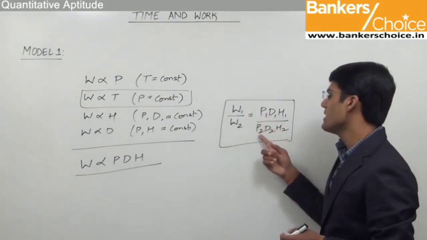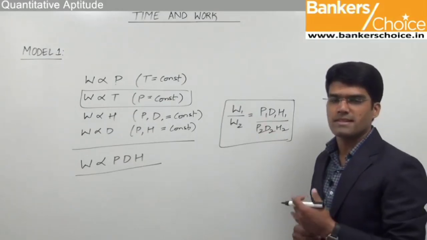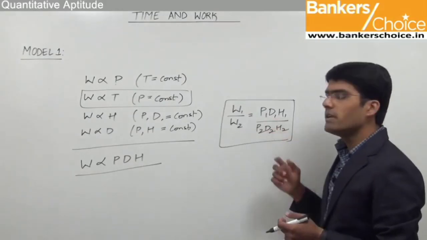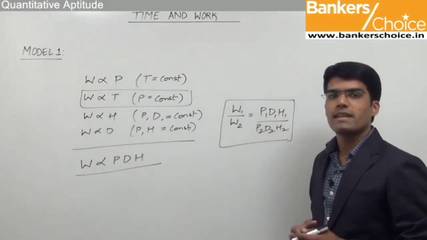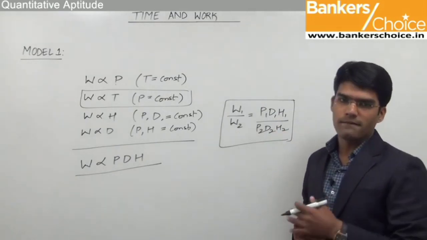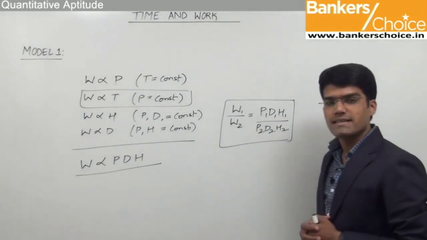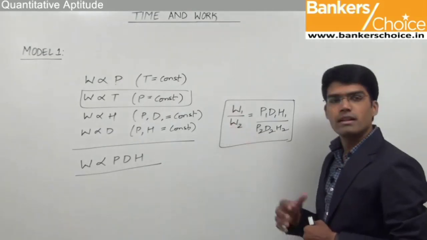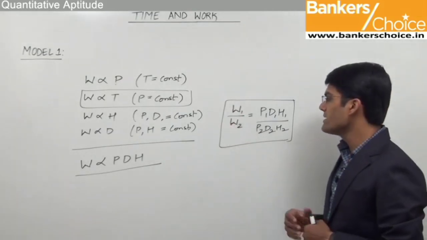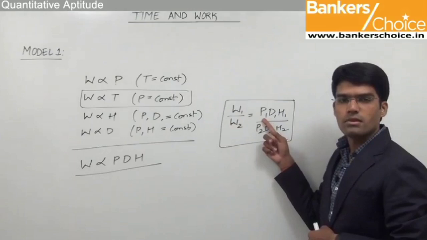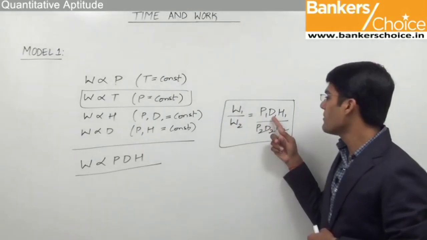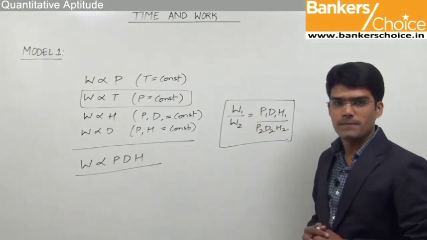And similarly, P1 and P2 are the number of persons in the first and the second cases, D1 and D2 and H1 and H2 are the number of days and number of hours per day in the first and the second cases respectively. So from this equation we can understand that the ratio of work done in two cases should always be equal to the ratio of the products of persons, number of days and number of hours per day.